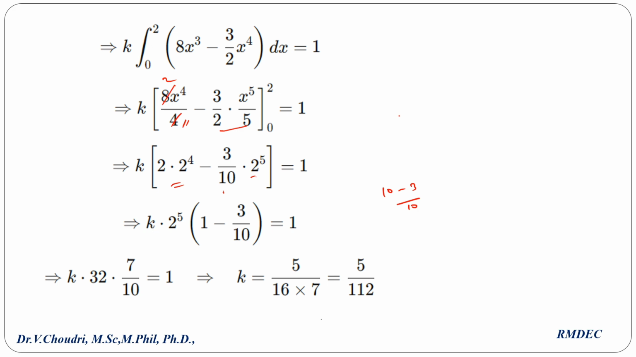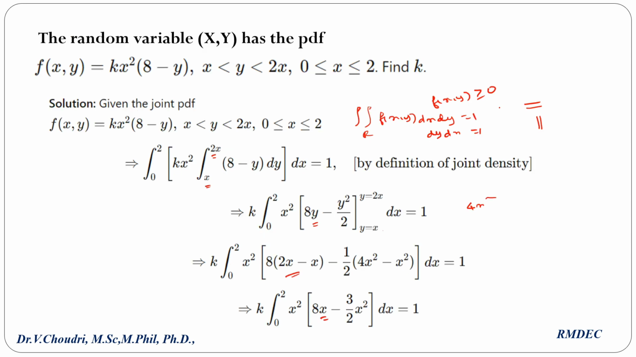Okay, 2 power 5: 2 into 2 into 2 into 2 into 2. So 4, 4, 16 into 2, 32. So 32k into 7 by 10 equal to 1. So k value equal to 5 by 112. Okay, so since k value is greater than 0, f of x comma y, our assumption is correct, greater than or equal to 0, then only it has the PDF. Okay, right.